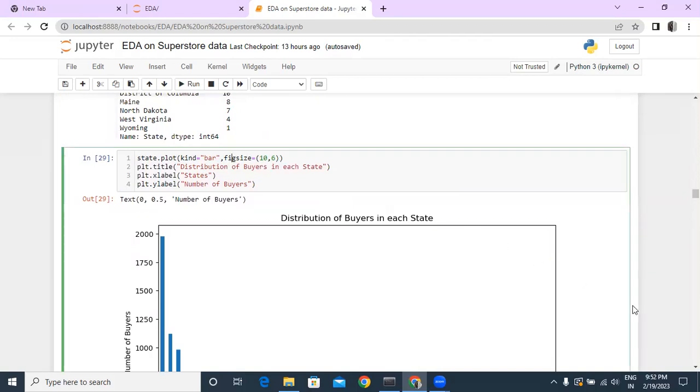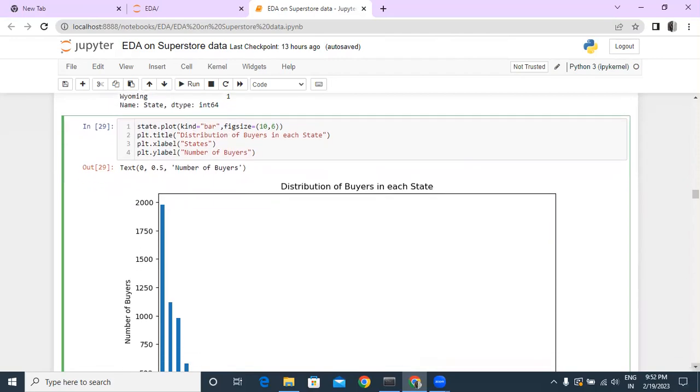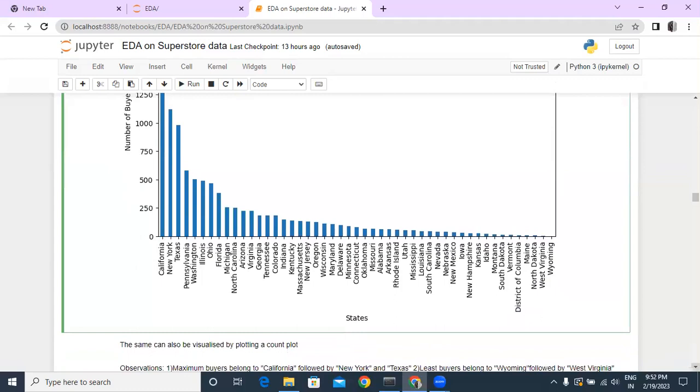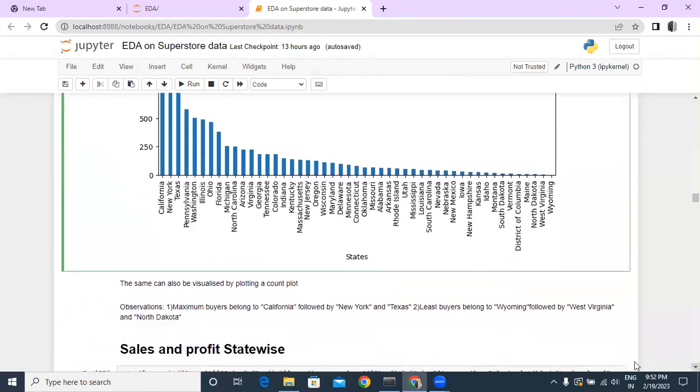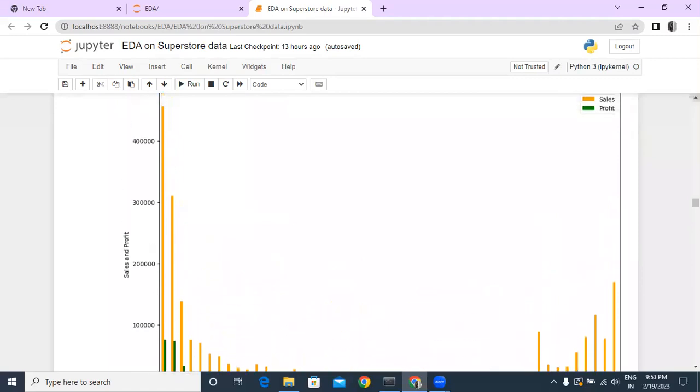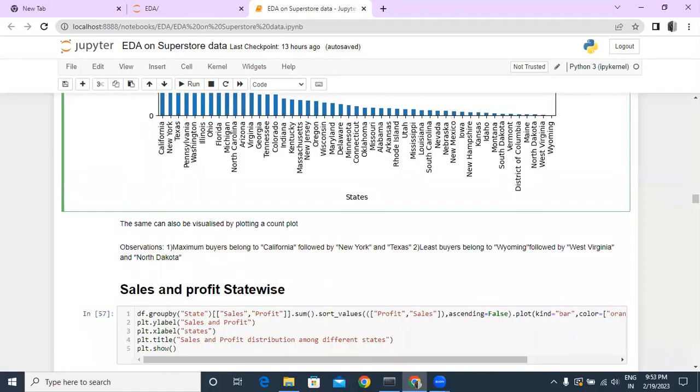So next, we will observe this by plotting a bar graph, and we have used the plot command, and we have sorted it also. So we have got it in order. California is the highest, so maximum buyers are from California, and the least buyers are from Wyoming, followed by West Virginia, North Dakota. So we should focus on the highest buying states, that is California, New York and Texas. Now, as we are observing the state-wise trend, let us observe the sales and profit state-wise.